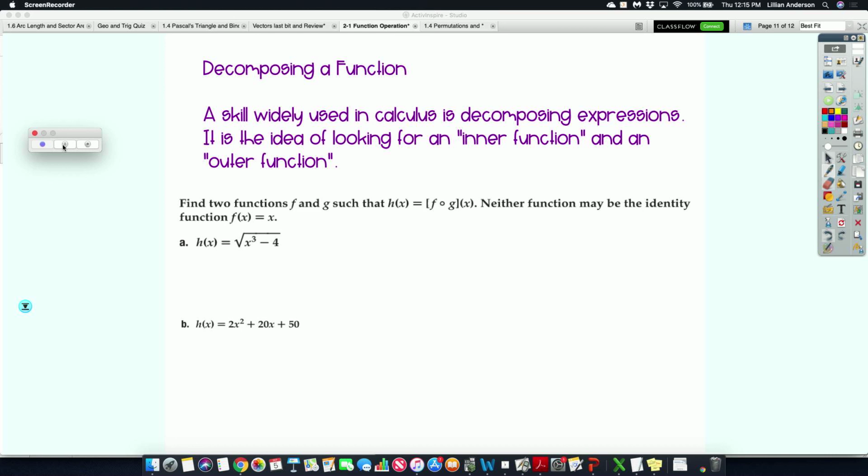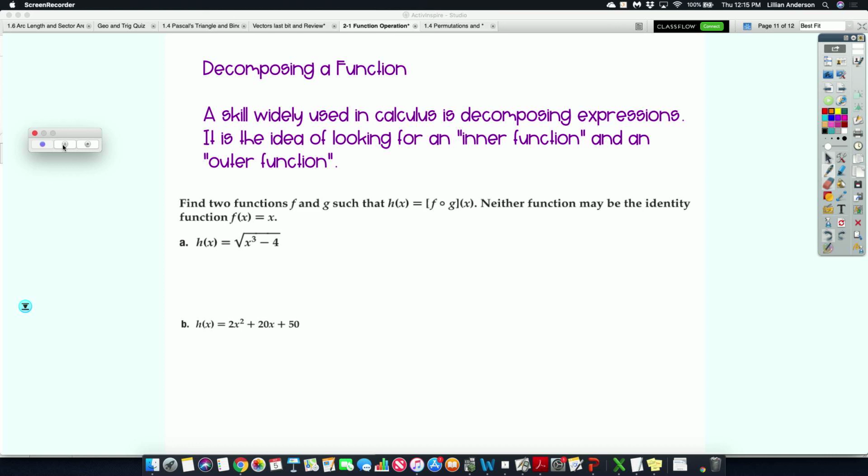All right, so decomposing a function, okay? Now we're going to take the idea of what we were doing as putting a function into another function and go in the opposite direction, because it's a skill that's widely used in calculus, okay? It's basically the idea of looking for an inner function and an outer function. So in other words, what you see down here in these examples is the composite.